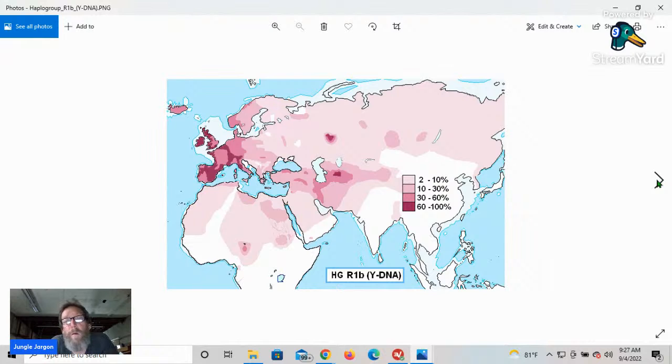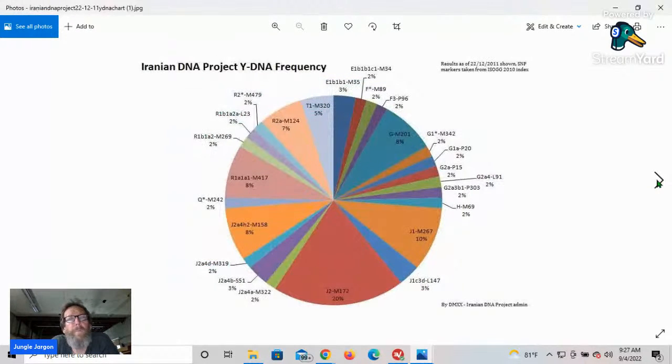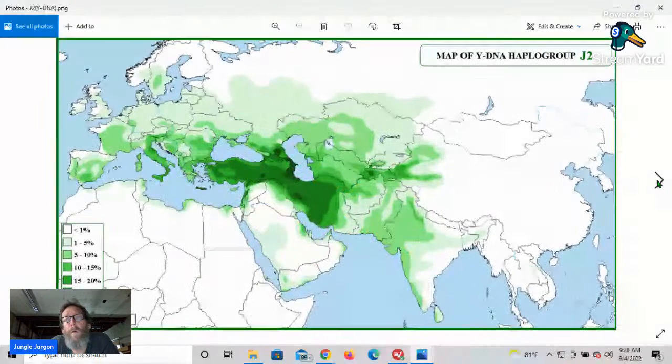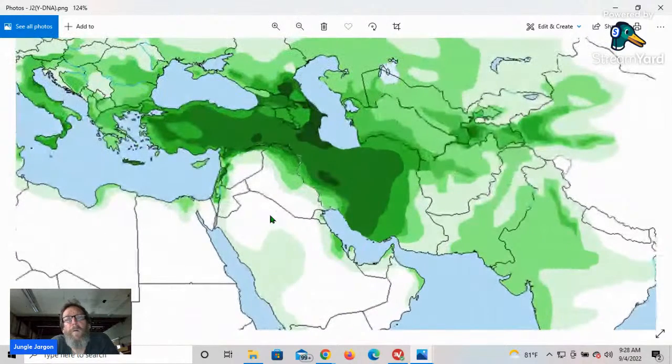Okay. So R1B Ripef. It's Iranian. Okay, here's the J2 haplogroup. This is a map of where Israel and Judah were dispersed, or mostly Judah. The Judaic people were kicked out of Israel too. Of course, some always stayed behind.